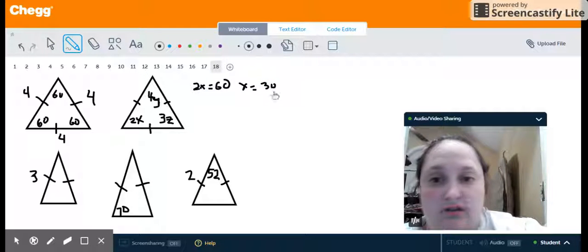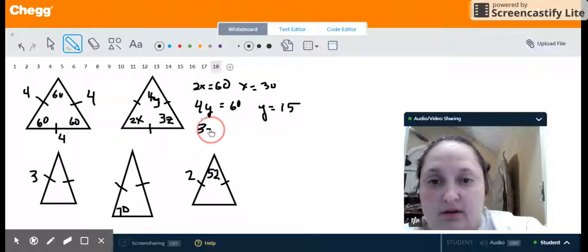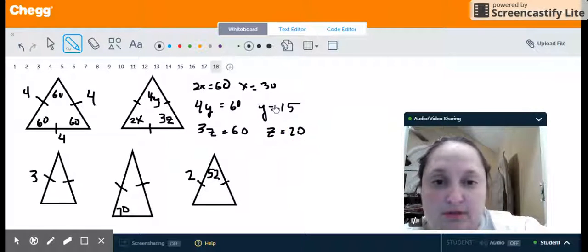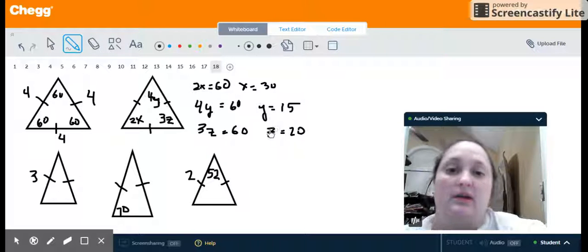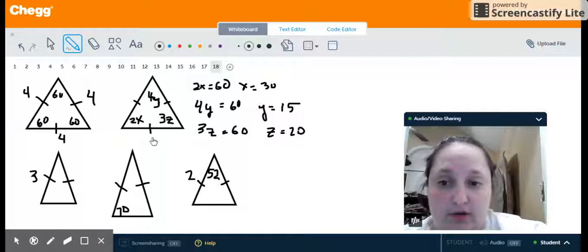We can find x, y, and z in a similar manner. So 4y is 60. If I divide both sides by 4, I get that y is 15. 3z is also equal to 60 because each angle is 60. If I divide both sides by 3, we get z is equal to 20. A common misconception is once they find these, kids think that those are actually angles. This is just the variables. The angles are always going to be 60 because this is an equilateral triangle.